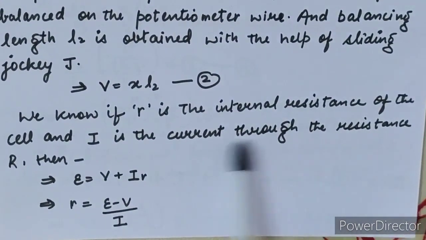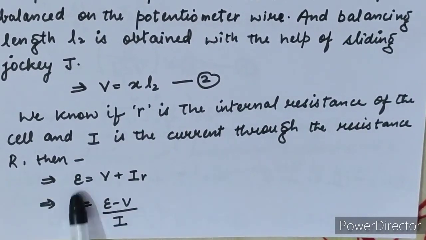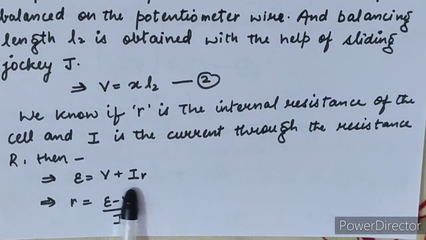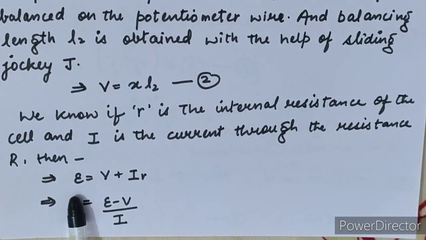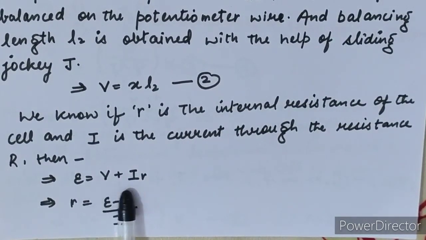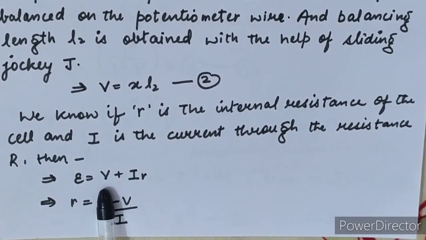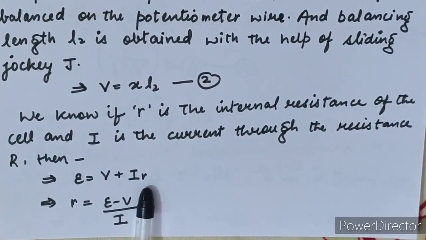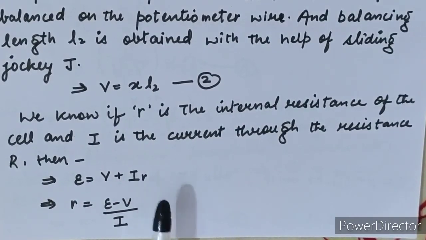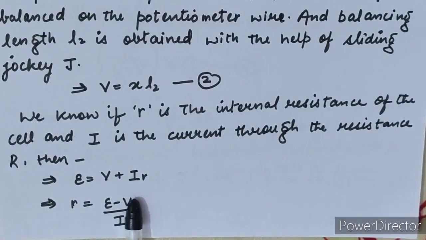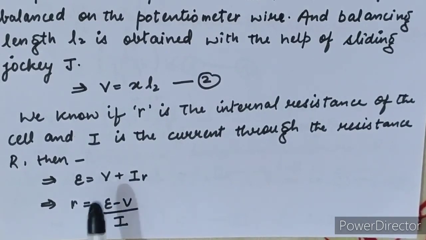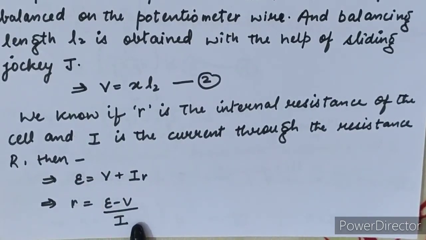Now we know if small r is the internal resistance of the cell and I is the current through the resistance R, then this formula we have all discussed in our previous chapter number 5, electric current. E equals V plus Ir is the relation between EMF, terminal voltage and internal resistance. So from here, what we have to find? We have to find the internal resistance of a primary cell. So r equals (E minus V) upon I.